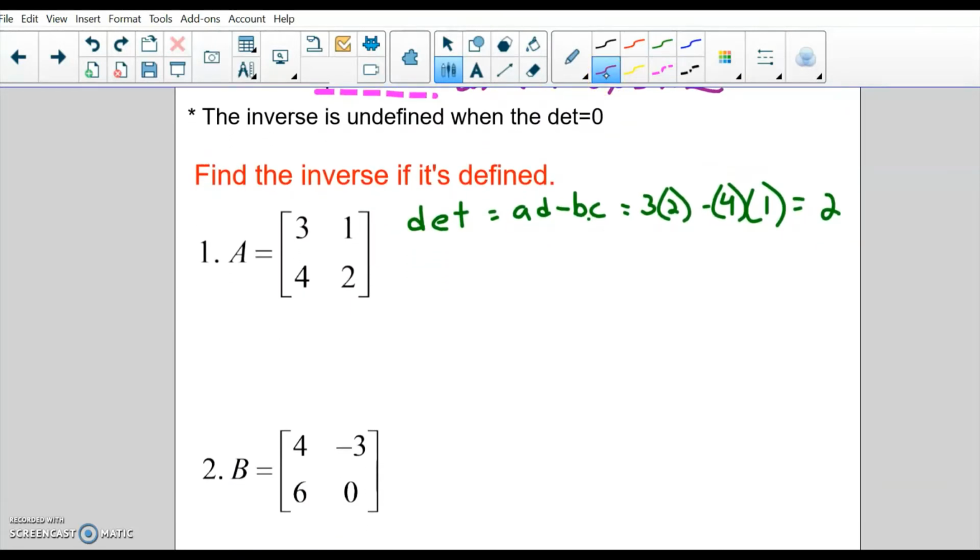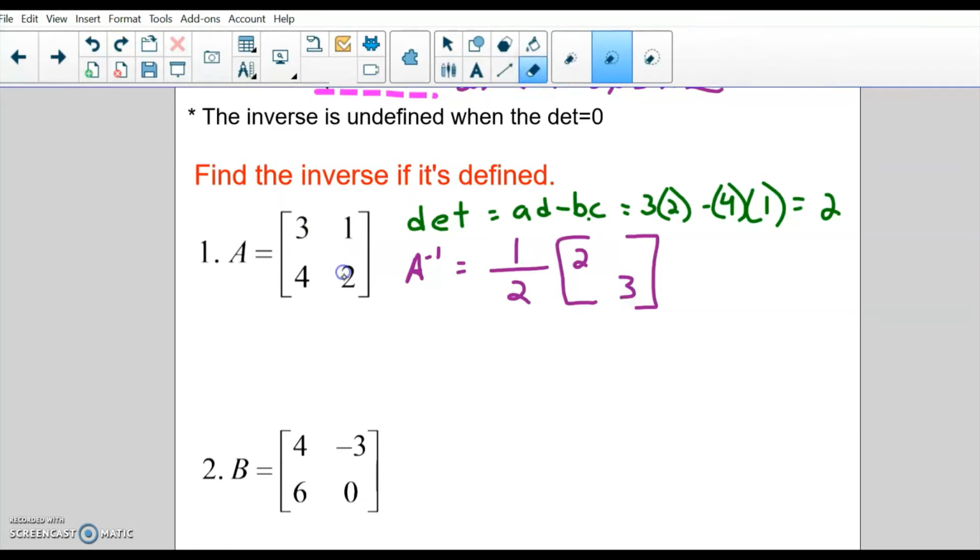All right, so our inverse, which would be A to the negative 1, will equal 1 over the determinant. The determinant is 2. Create a matrix behind it. A and D switch, so 2 and 3 are going to change places. B and C will change signs, so it's negative 1 and negative 4.